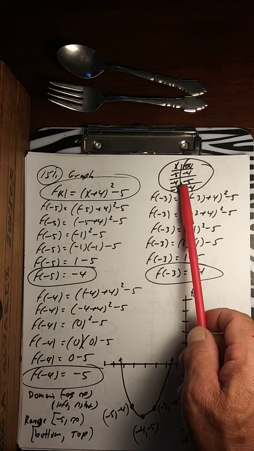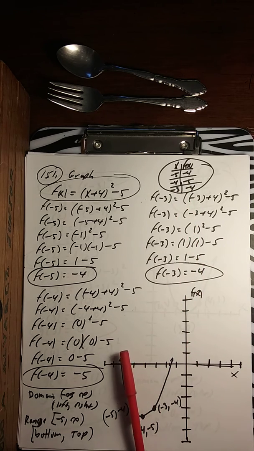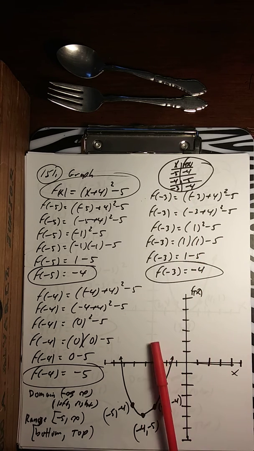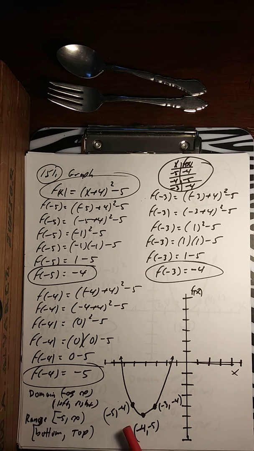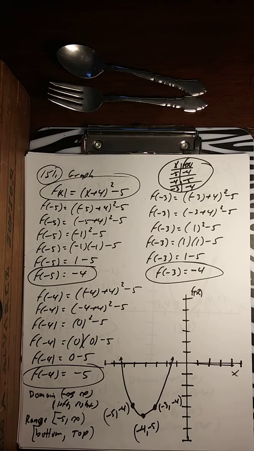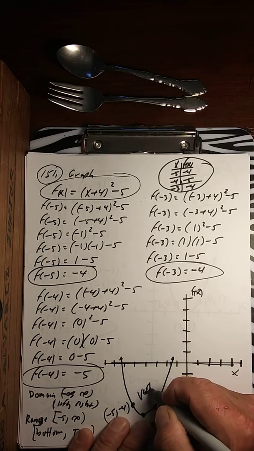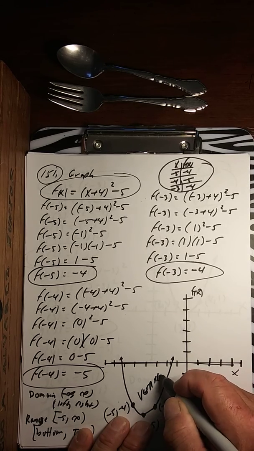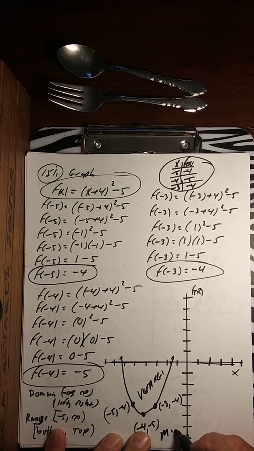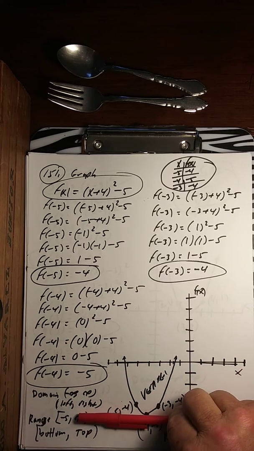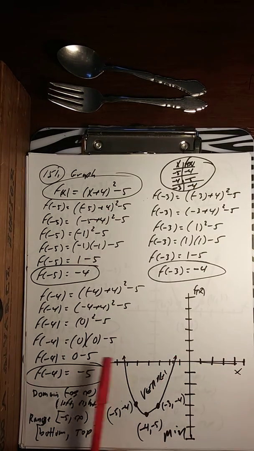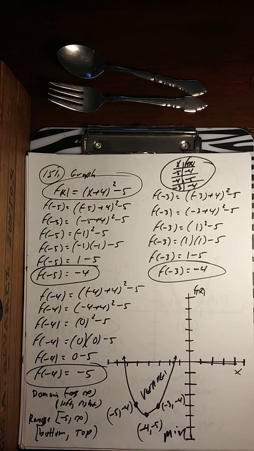So we have negative 5, negative 4. You have negative 4, negative 5, and negative 3, negative 4. And this is a vertex right here. This is your vertex, if you want to know. And it's also a min, if you want to know that also. Okay, domain, negative infinity to infinity. And the range is from negative 5 up this way. Left and right, and from the bottom up.